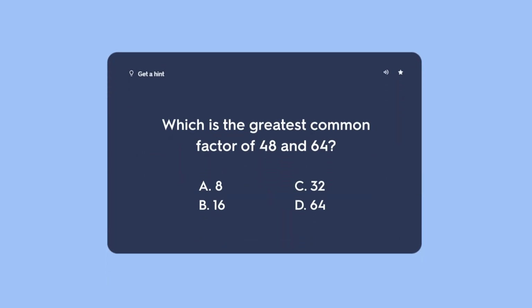Pop quiz. Which is the greatest common factor of 48 and 64? 8, 16, 32, or 64? Lock in your guess. We'll come back to it once you have the tools to solve it fast.